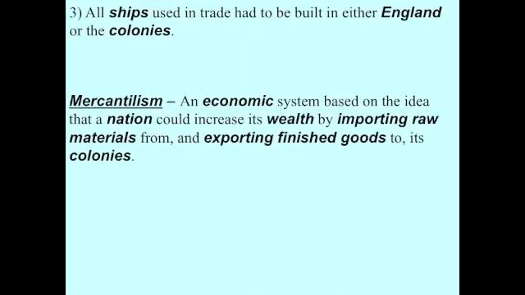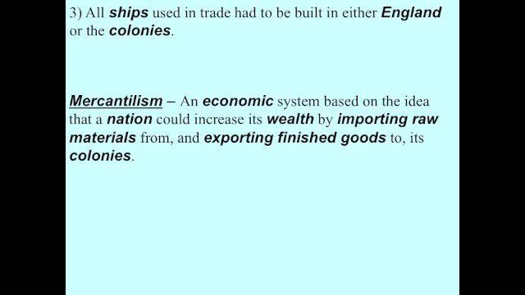Any of the ships that were being used for trade had to be built in either England or in the colonies, but the colonies would have to pay a tax on the ships that were being built, which leads us to the idea of mercantilism.